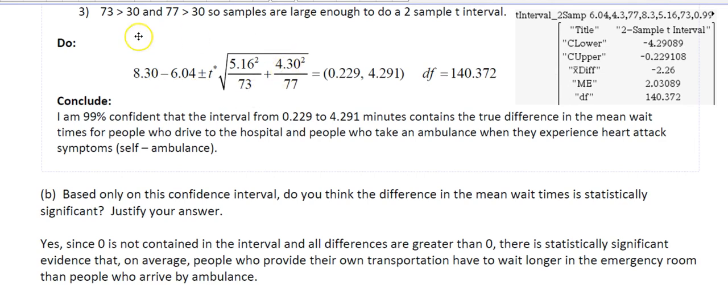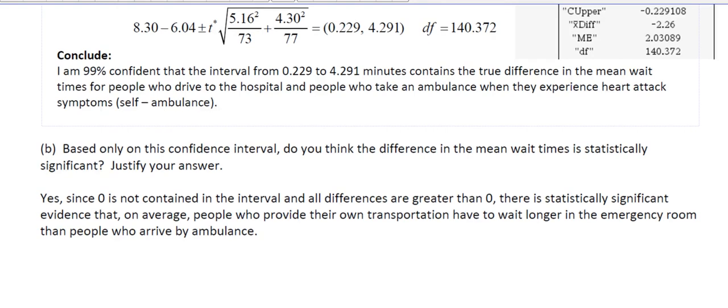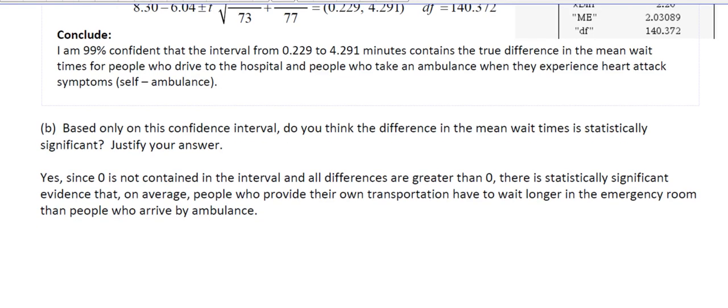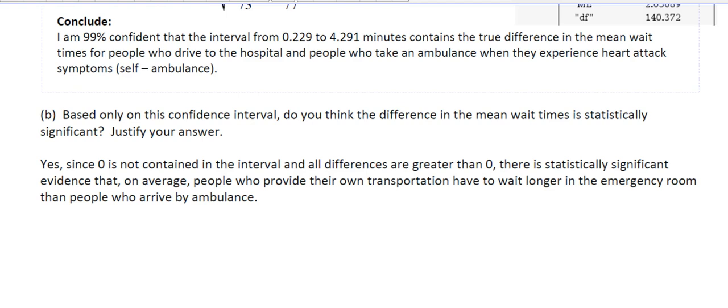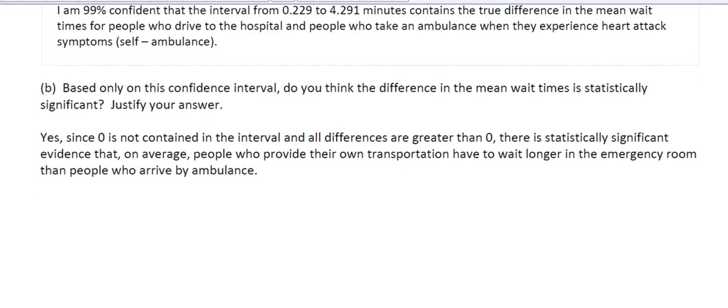Making sure you understand how this formula works and that you can write it down correctly and interpret it correctly, obviously, and that you still are talking about the true difference in the mean wait times, not just true difference in wait times. Make sure you use the word mean, because you are talking about averages here, not about individuals. And then when you're talking about statistically significant, make sure that you specifically talk about whether or not 0 is contained in the interval, because when you're talking about a difference, if the difference of 0 is in the interval, there is no statistically significant difference. I think that's it.